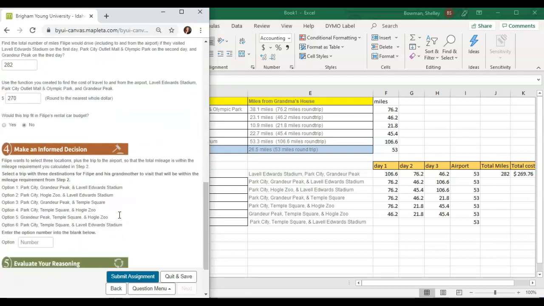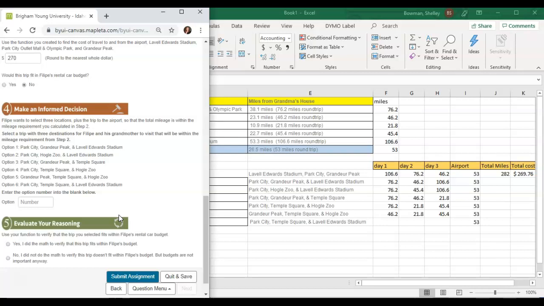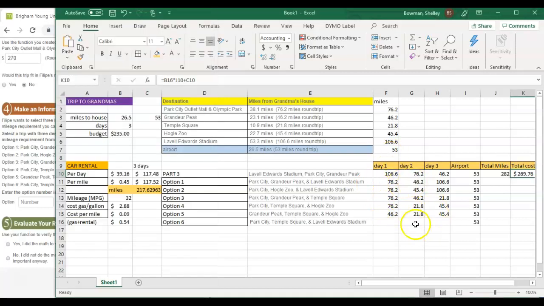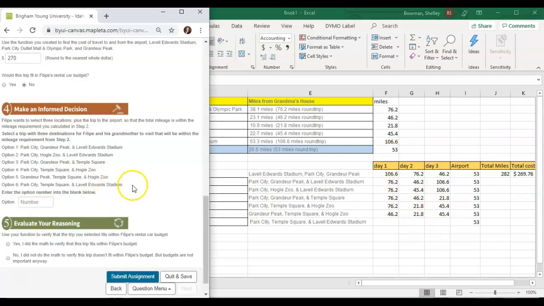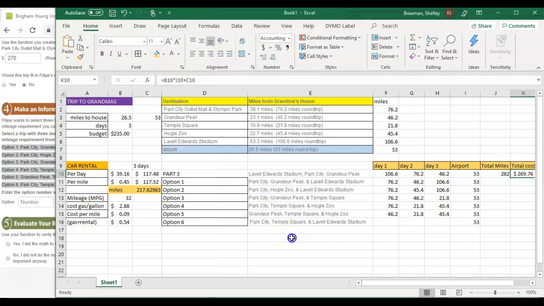So in step number 4, we're given 6 different options that we're going to find that might fit within his budget and limitations. Over here, I have set us up with all of the destinations from these options. Again, I just copied this and pasted it over here. And then I cell referenced, which will make this much easier considering we have 6 different options with 3 different locations plus the airport on all of those. And I thought it would be nice just to hurry and do it all in one go.